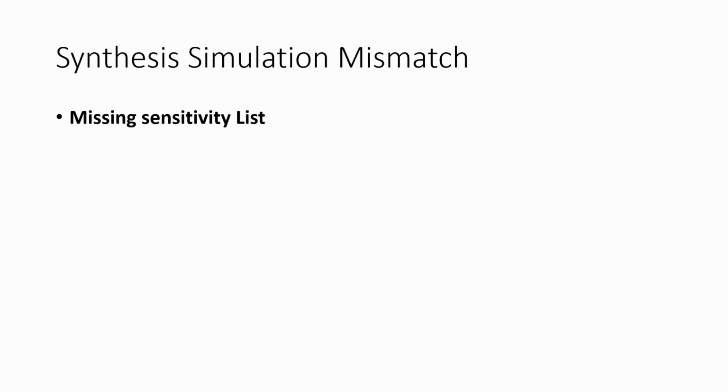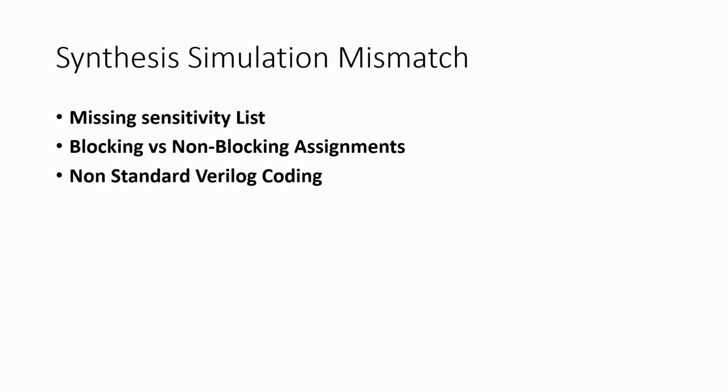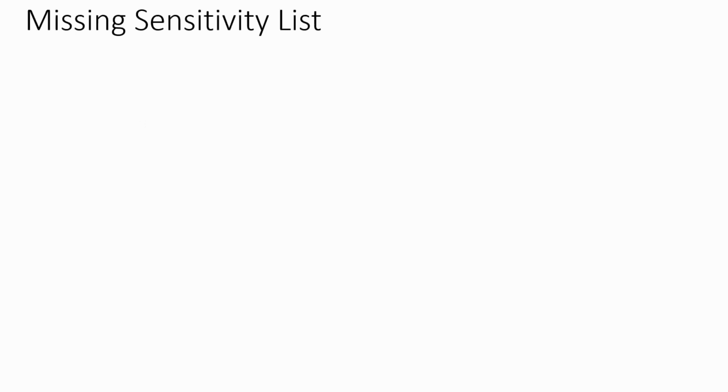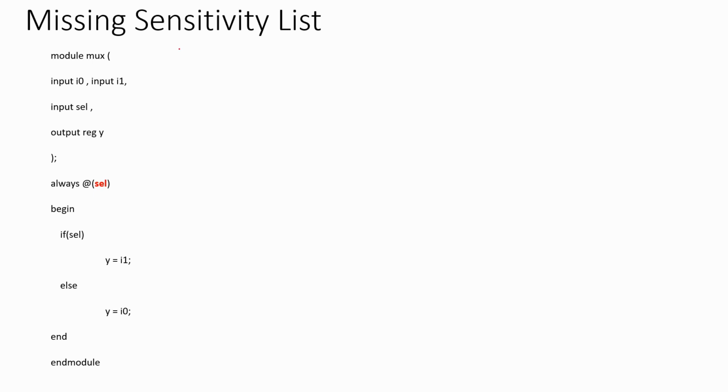Why it is happening. Synthesis and simulation mismatch can happen because of some reasons. Few of them I have listed here. It's called missing sensitivity list, blocking versus non-blocking assignments, non-standard Verilog coding. So let us look into what is missing sensitivity list. So let us understand this. Clearly in a Verilog code, now how a simulator works, let us understand how simulator works.